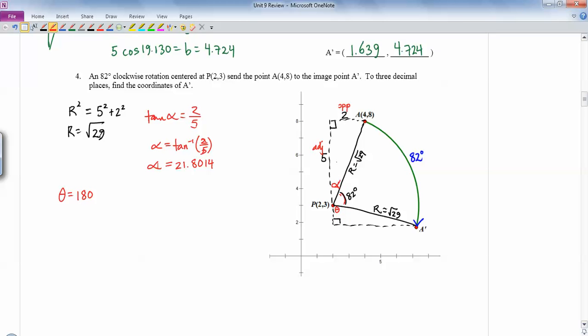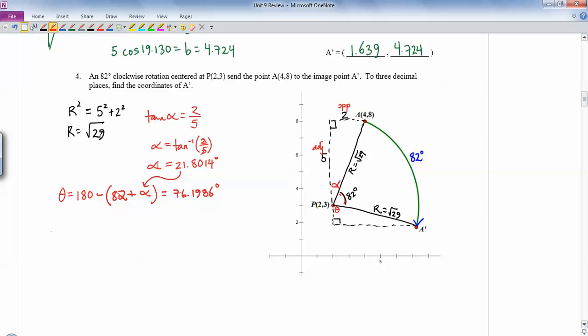So then theta is going to be 180, because notice in this case it's 180 because those three angles all add up to a straight angle. So 180 minus the 82 central angle and the alpha that we just got. Whoop, plus. And if you work that out, you get 76.1986. Right, and these are degrees here.